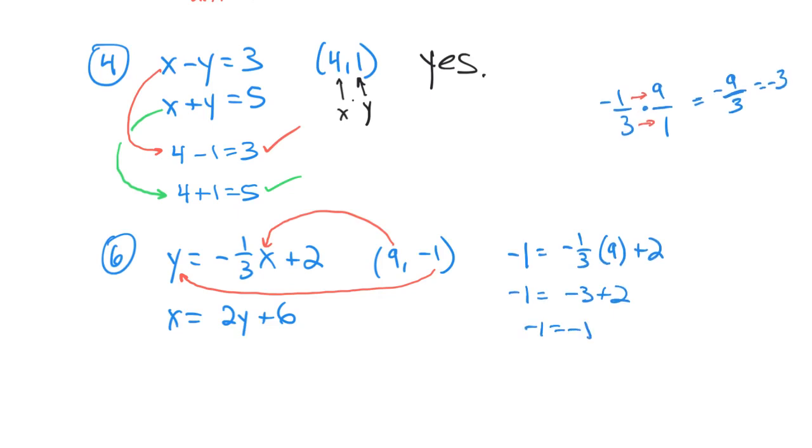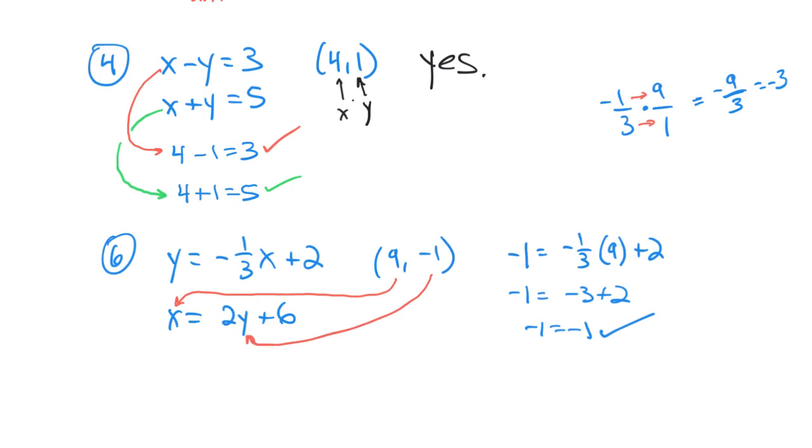Negative 1 equals negative 1. So it works for the first one. Now we still have to check the second one. We know that it works for the first equation, so now we have to try it for the second equation. I'm going to plug in 9 for x and negative 1 for y and see if that one works.